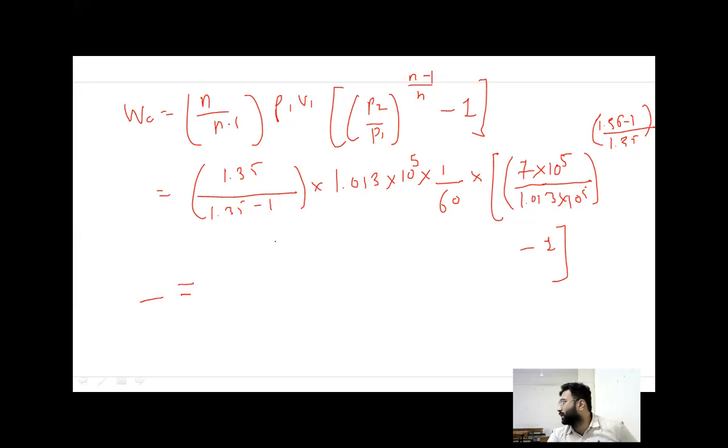So in your case, in single stage you can solve this. Just you have to properly put the values.